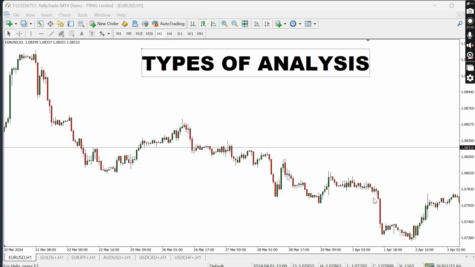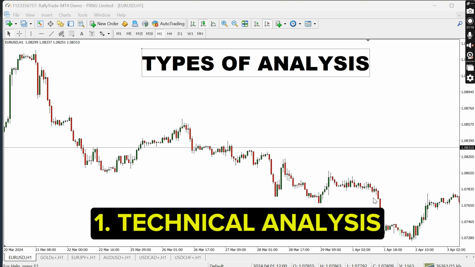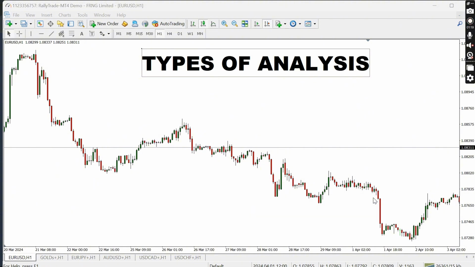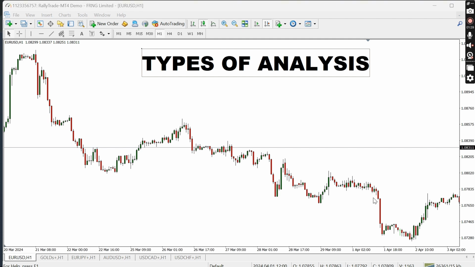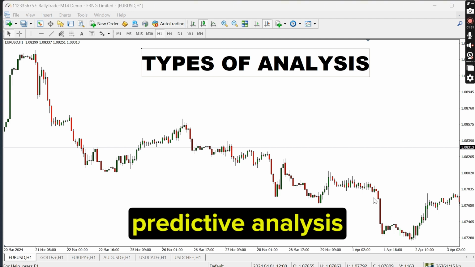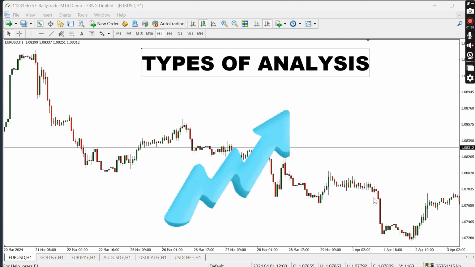The first thing you need to know, or the first analysis that we have, is the technical analysis. And one thing technical analysis does is that it makes use of historical price movements, that is what price has done in the past, to make predictive analysis, or to predict or have an expectation of what price will do in the future. That's what technical analysis does.